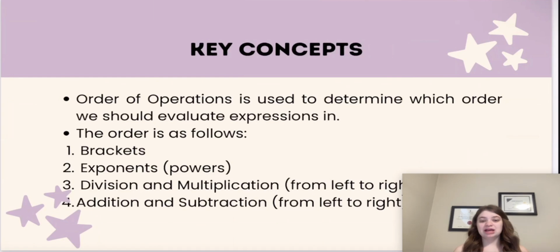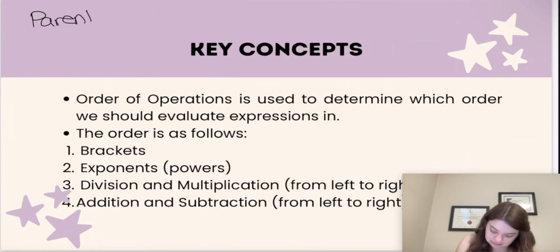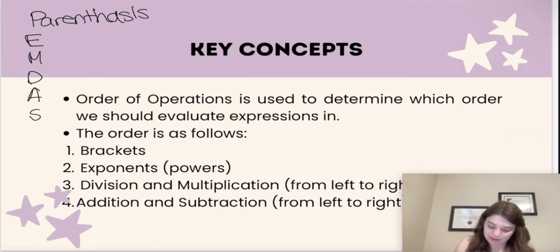So the order is as follows. We should start with brackets or parentheses, right? That's the P part of the PEMDAS, is parentheses. Then we have E, which is for exponents. So after we finish parentheses, we should do exponents next.